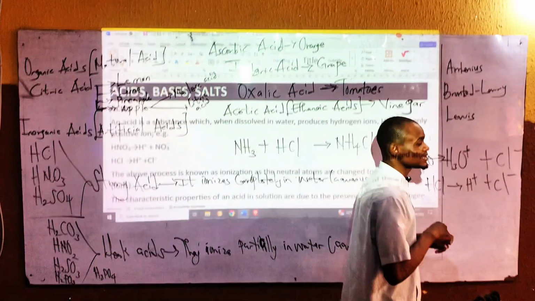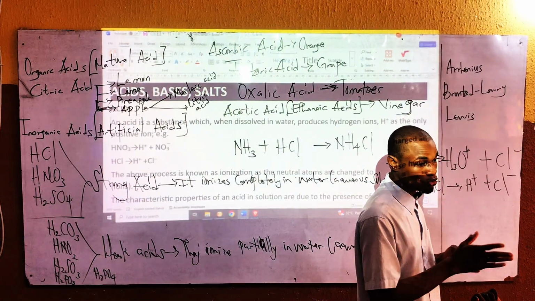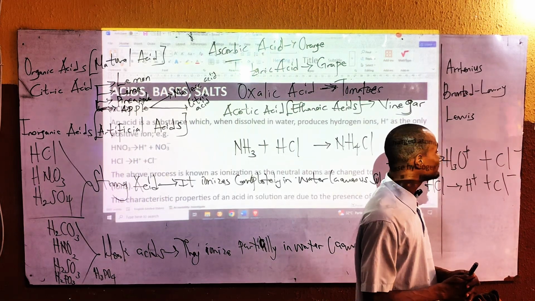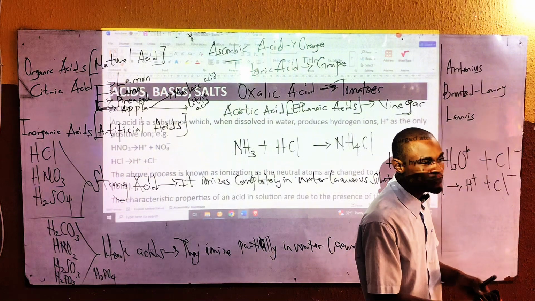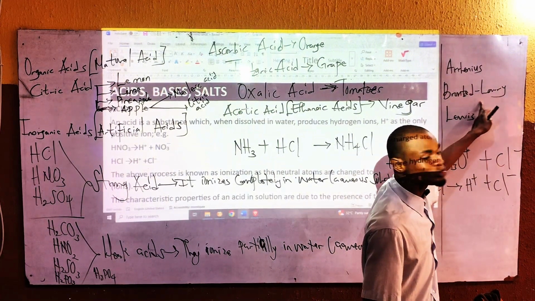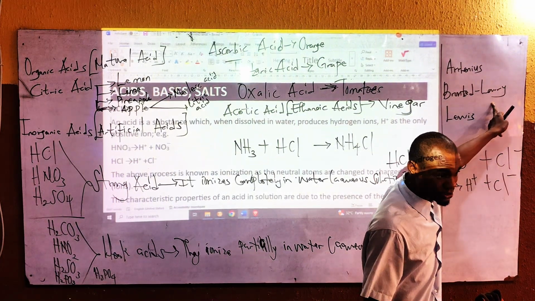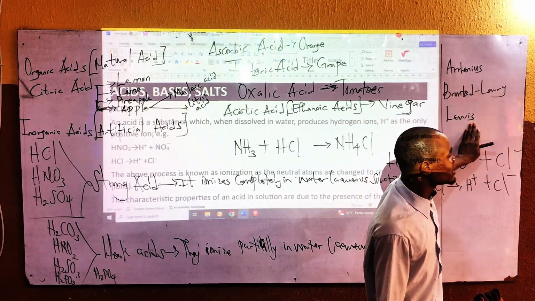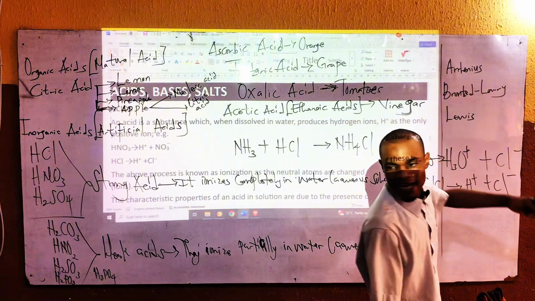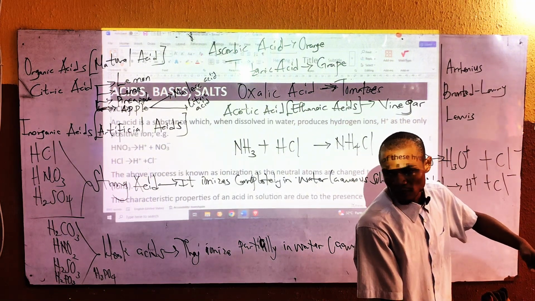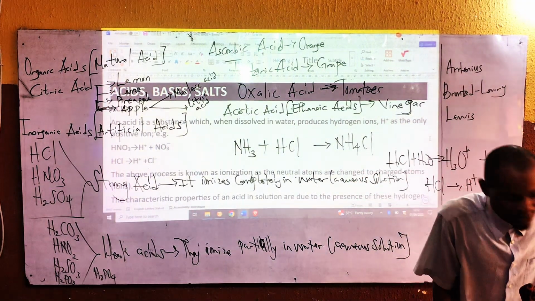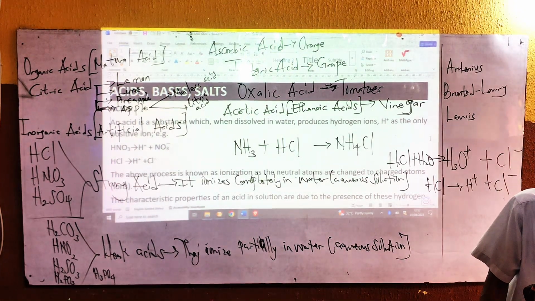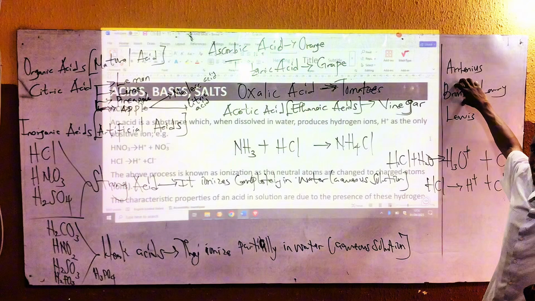Bronsted and Lowry define acid as a proton donor and base as a proton acceptor, while Lewis defines them in terms of electrons. Bronsted and Lowry define in terms of proton, hydrogen ion, but this one defines in terms of electron. Acid is an electron acceptor, while base is an electron donor.